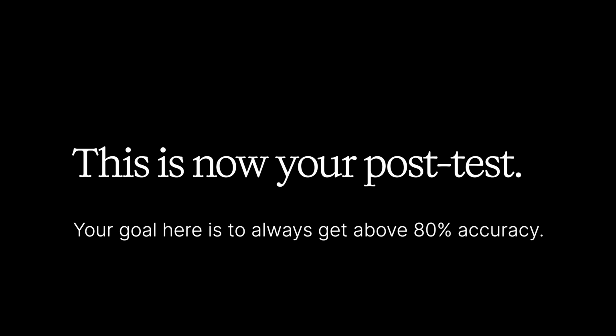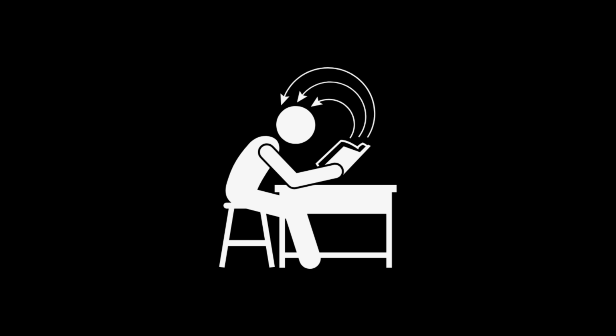Your goal here is to always get above 80% accuracy. For any question you still miss, don't just reread the material. That's passive and ineffective. Instead, use active learning. Ask NotebookLM to explain the concept in a completely different way. Ask it to create a story about the topic. Then step away and try to recall the answer in an hour, then the next day. This is how you lock knowledge into long-term memory.